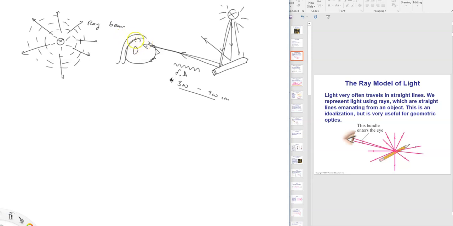So we'll get into details later. Alright? So basically what you need is a light source. The light needs to reflect and reach your eye. So let's see a little bit more detail.